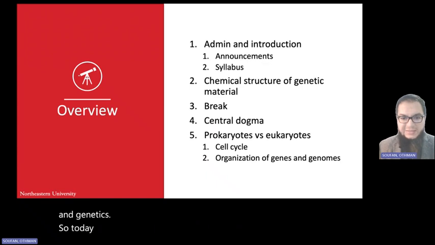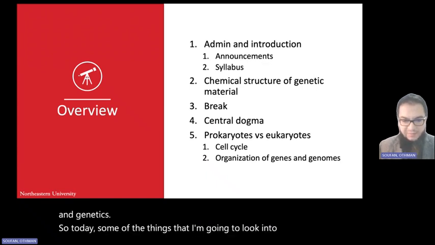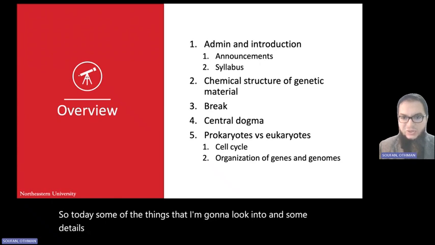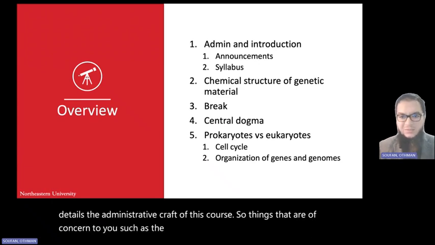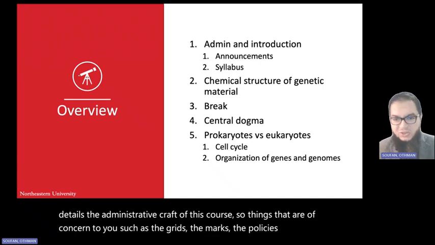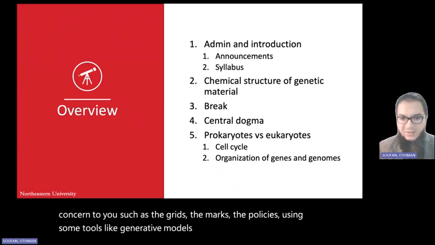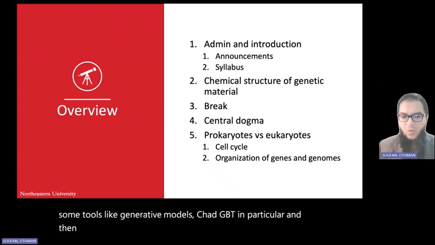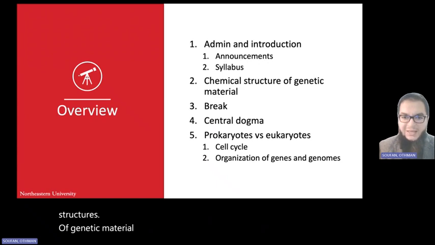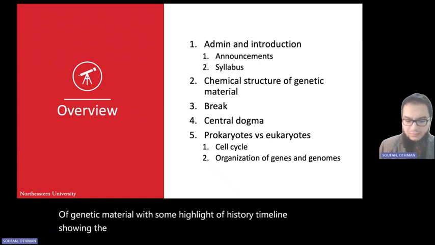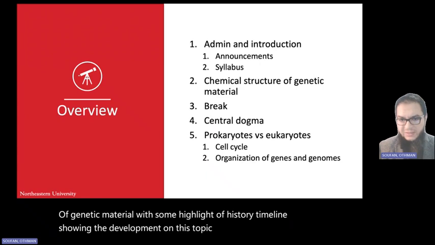So today, some of the things that I'm going to look into in some detail are the administrative aspects of this course, things that are of concern to you, such as the grades, the marks, the policies, using tools like generative models, ChatGPT in particular, and then we'll move into one very important discussion on chemical structures of genetic material, with some highlights of a historical timeline showing the development of this topic.